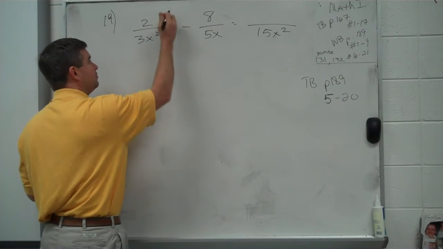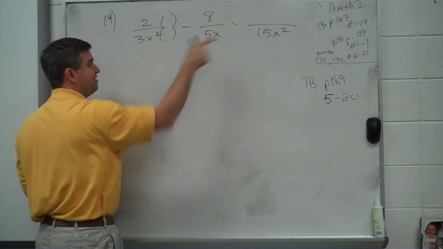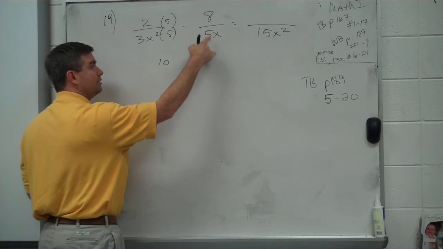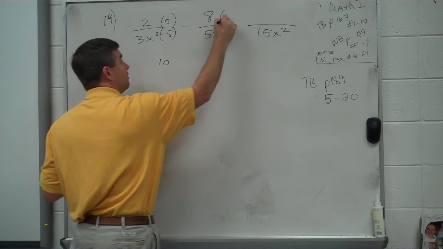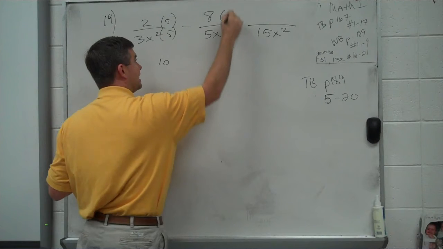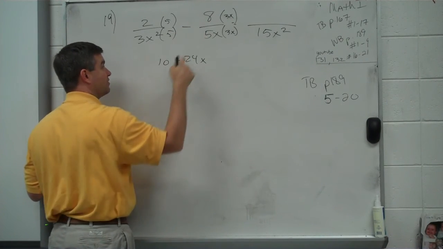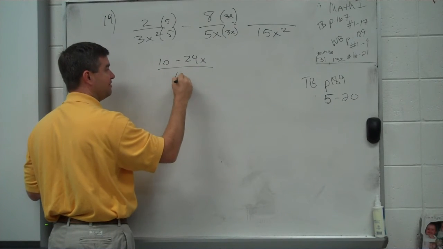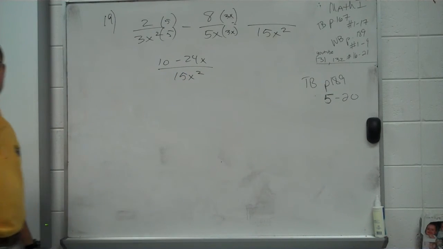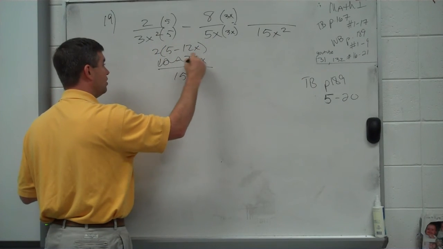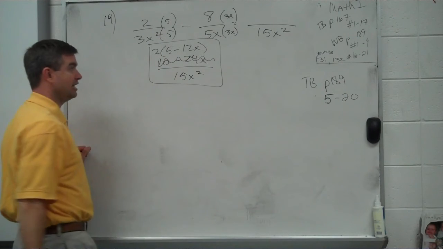What does this one need to be multiplied by? Top and bottom, 5, to make 15x squared. 5 over 5, so I just get 10. That's easy. What does this one need to be multiplied by? 3x over 3x, top and bottom. So I get minus 24x. Negative 8 times 3x is minus 24x, all over 15x squared. Can I do anything? You can factor. I can factor what? Take a 2 out of the top. Right? Because they both have a 2 in them, and I'll get 5 minus 12x. And that's all you can do. You're stuck right there because nothing cancels.